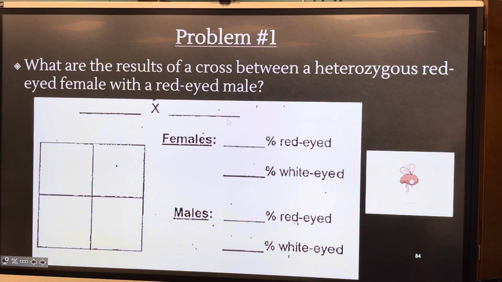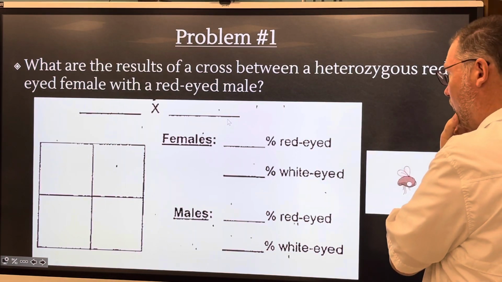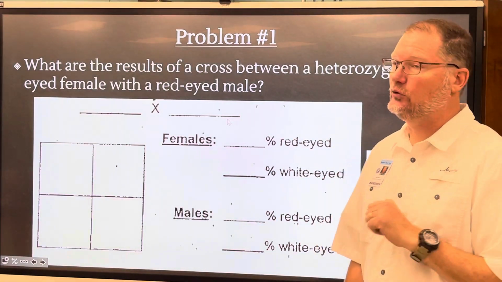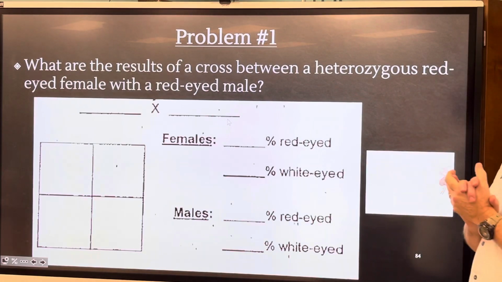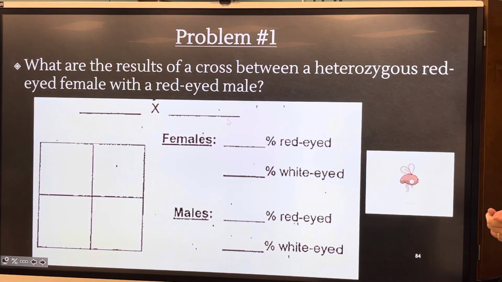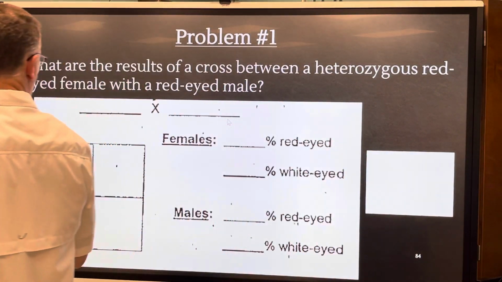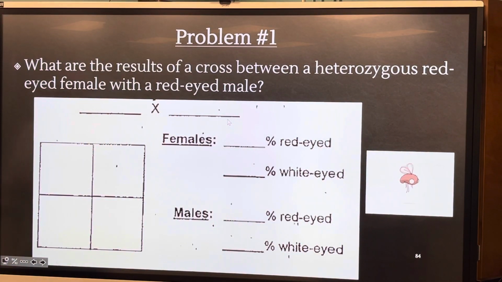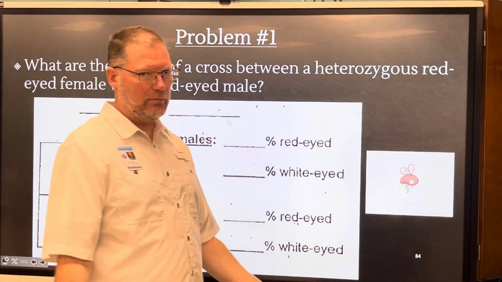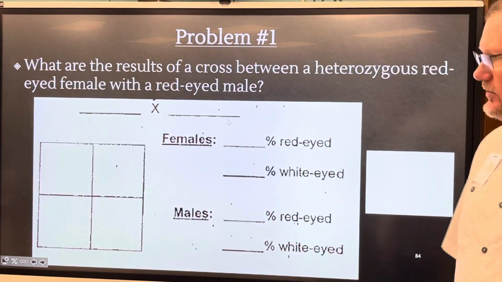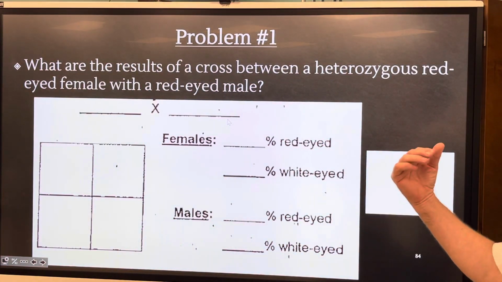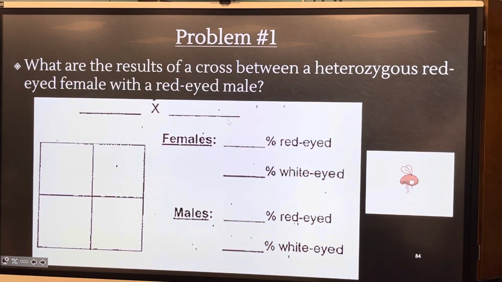All right, here's a problem, or a puzzle, if you'd like. What are the results of a cross between a heterozygous red-eyed female and a red-eyed male? So what's the first thing we have to do? What are the gametes that we're going to put on our Punnett square?